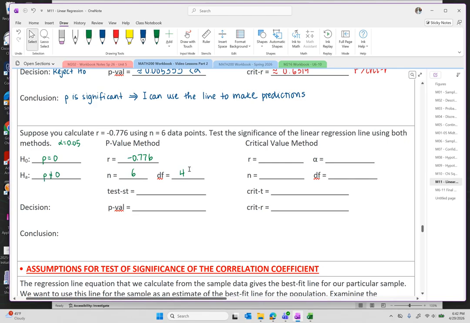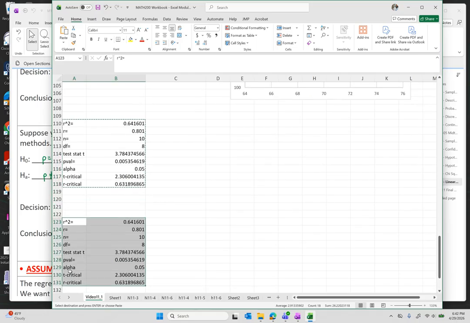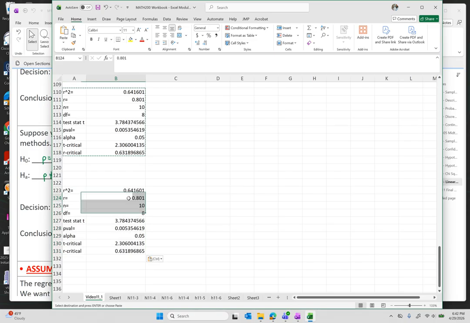And again, I'm going to copy and paste into my statistics spreadsheet all of these to get my values in. So my r is negative 0.776 and the n was 6.